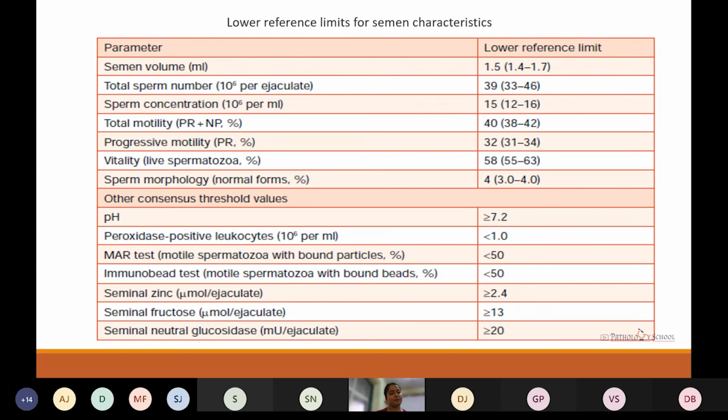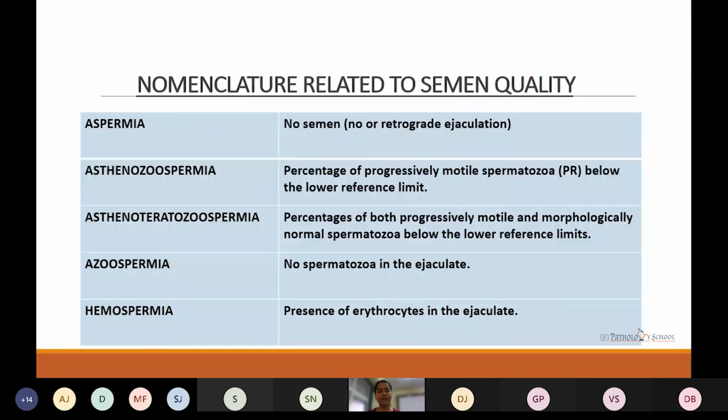The other things that have to be remembered are the peroxidase-positive leukocytes and the MAR test and immunobead test. Both the antibody tests should normally show less than 50%, and the seminal fructose should be more than 13. Now, these are some important nomenclatures that we should know.